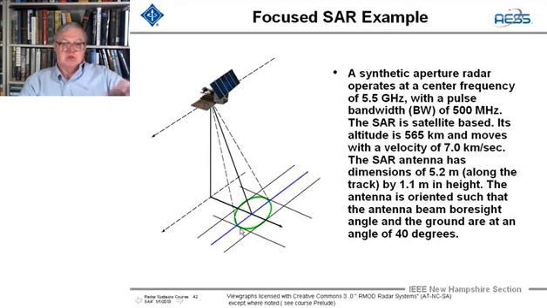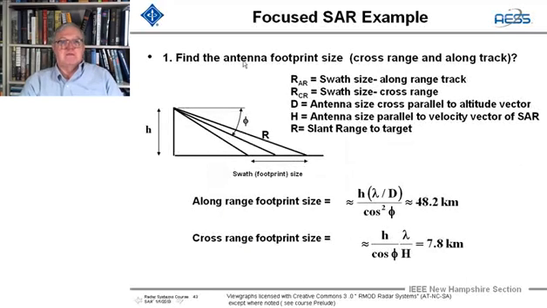And one's going to need to use geometry, as it's defined very carefully earlier. You've got to do your geometry to get the right angles from the depression angles. Okay, now let's find the size of the antenna footprint in cross range and along range. The swath size along the radar range track and the swath size in cross range are just here. And D is the antenna size parallel to the altitude vector, up and down, and H is the antenna size parallel to the velocity vector of the SAR. Okay?